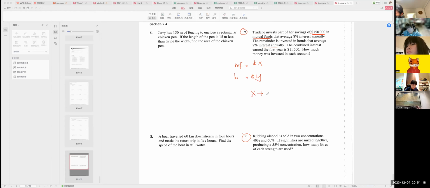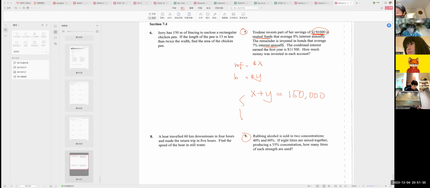But we know the mutual fund and bond together equal what? $150,000. Correct? Okay, so the next one is what?